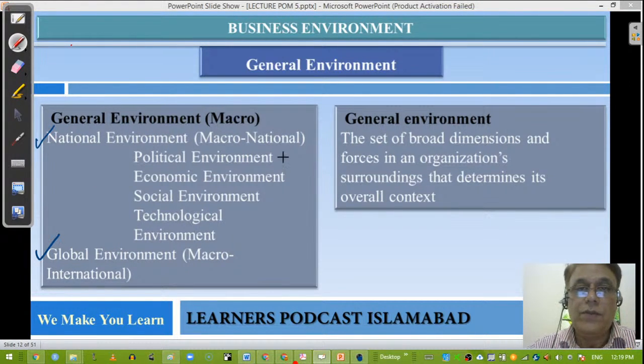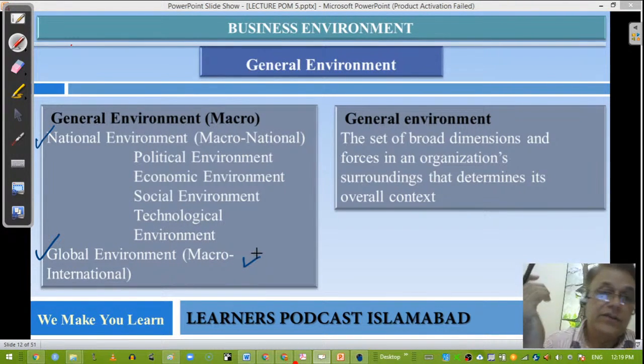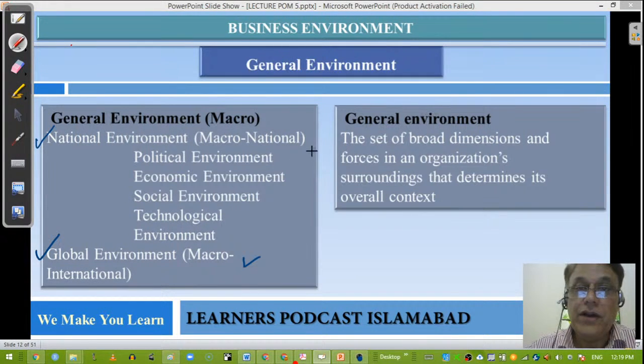So he will see the political environment. If he has to operate internationally, he will also see the political environment of that country, I mean the government type, the political structure, the system of that country. He will understand that thing. Similarly, within the country, the political environment. Next is the economic environment.